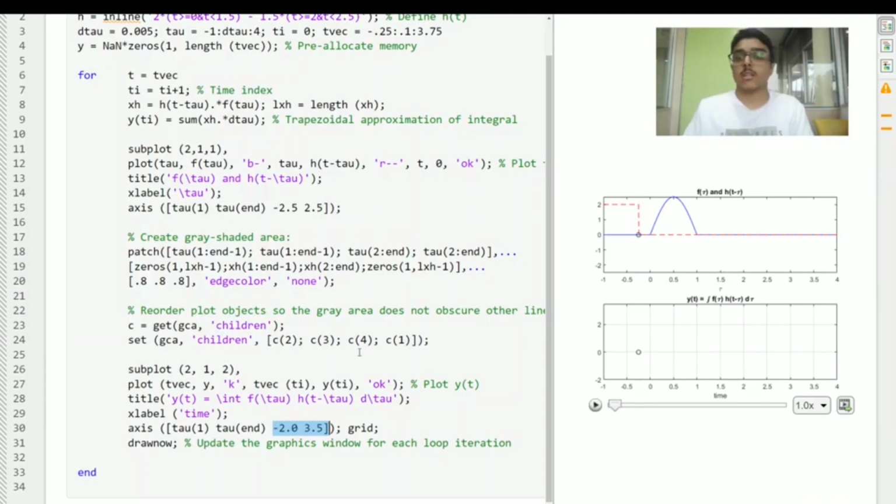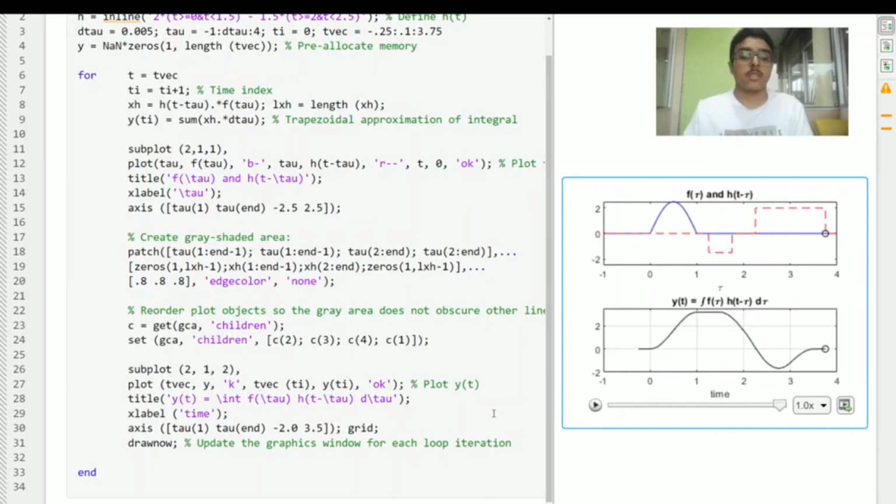Okay, so this is basically the code. I will run it one last time. Okay, that's it. Thank you very much.